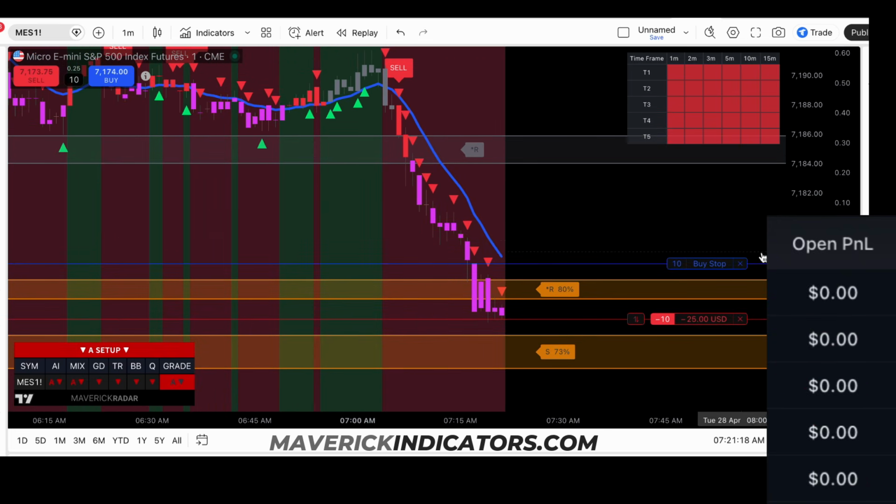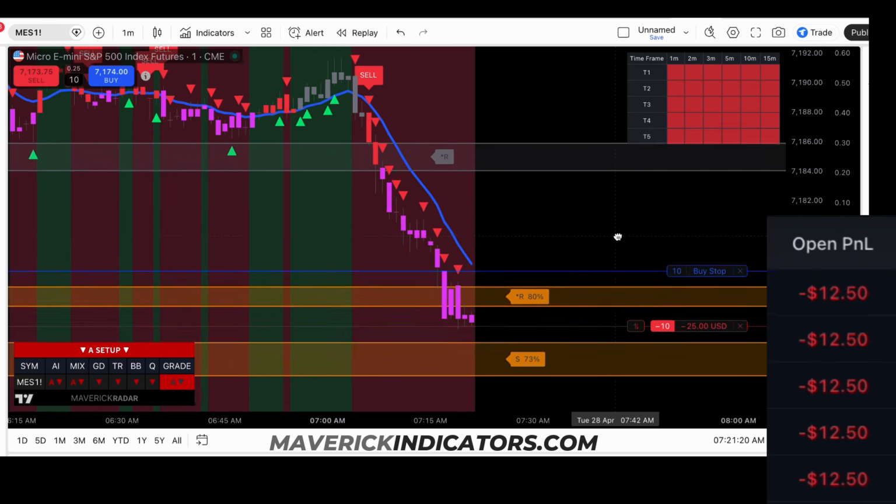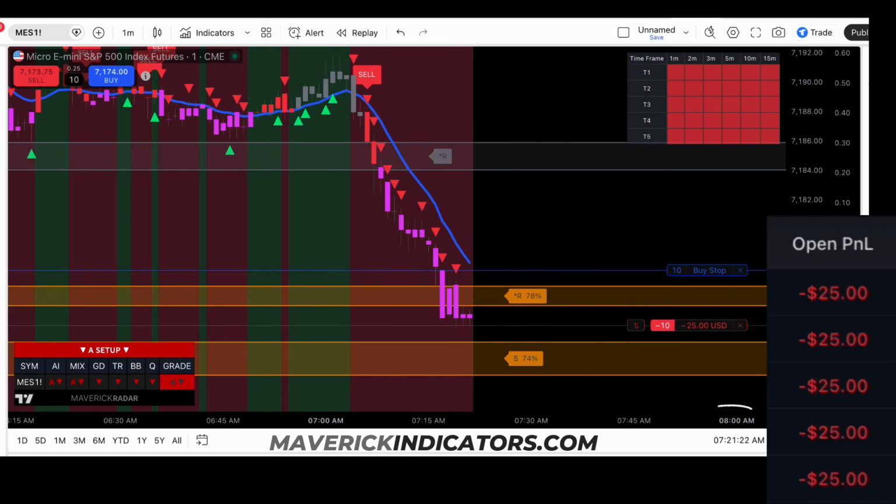Indicators here. All right. Top of the morning, 7:20 a.m., 7:21 a.m. Jumping into this trade here. Normally I trade the 5-minute. I actually have all my 5-minute settings on my default Maverick indicator settings, but I'm on the 1-minute. I don't know how that happened, but I'm not going to change it now. I'm just going to keep on rolling because this is a pretty dang clear chart here.